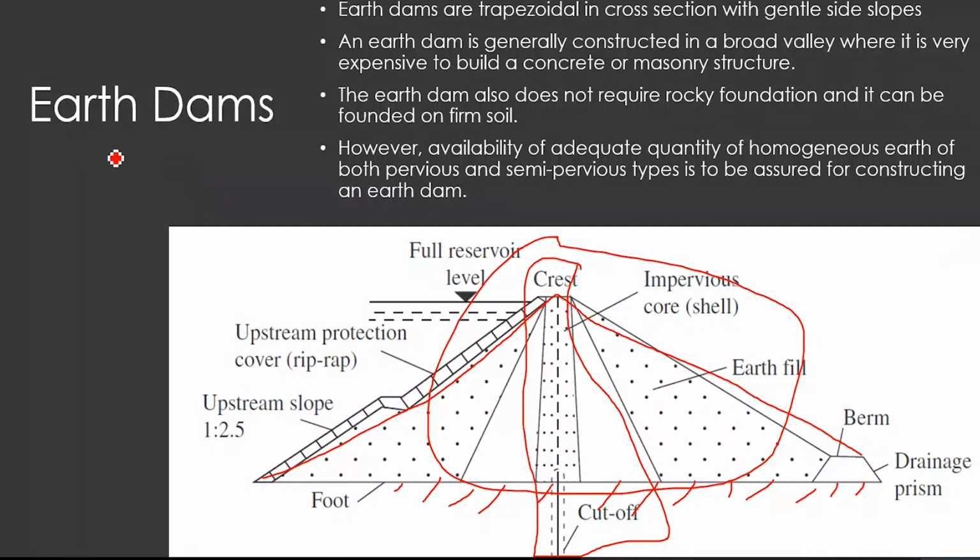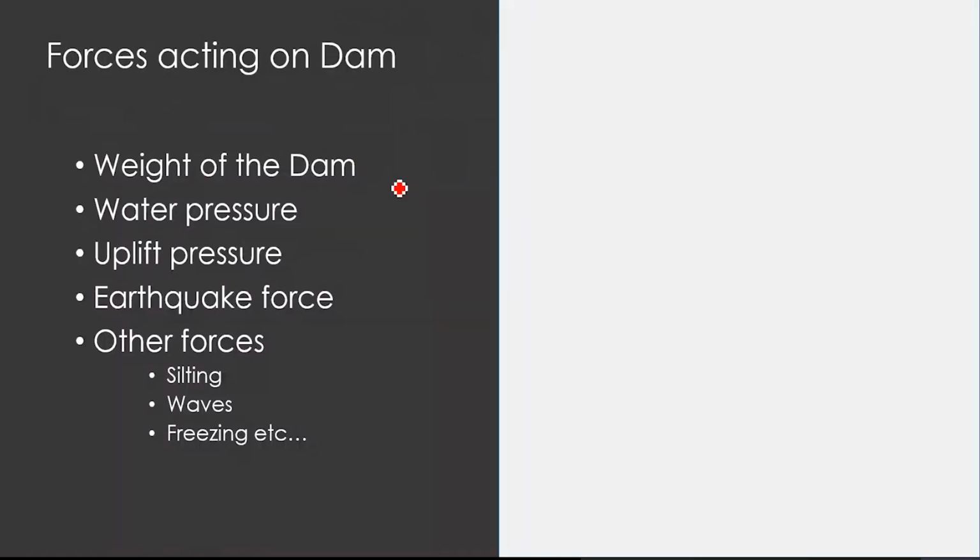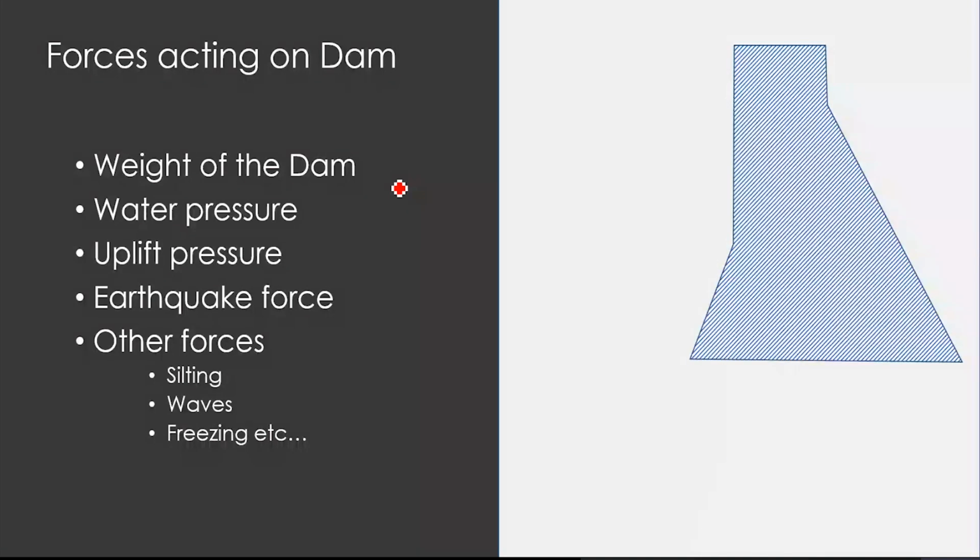Now, another primary detail we will be discussing here is the forces which are going to act on the dam. As you know, when the water which is flowing in a valley is stopped by constructing a dam, the first force which is going to act on this dam is its own weight. The weight of this dam will be acting vertically downward. So that is the weight of the dam.